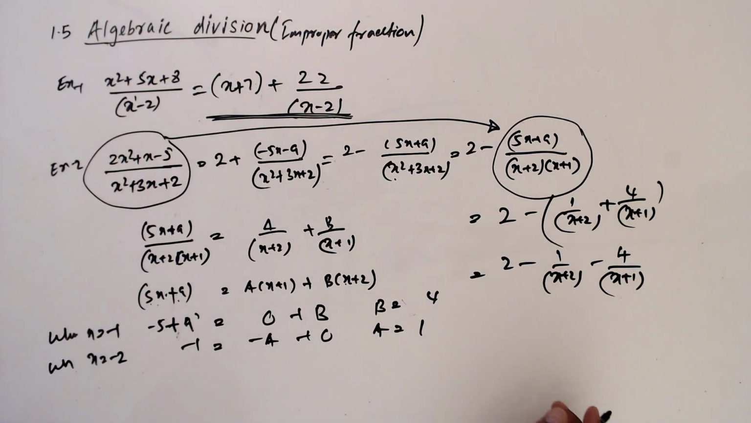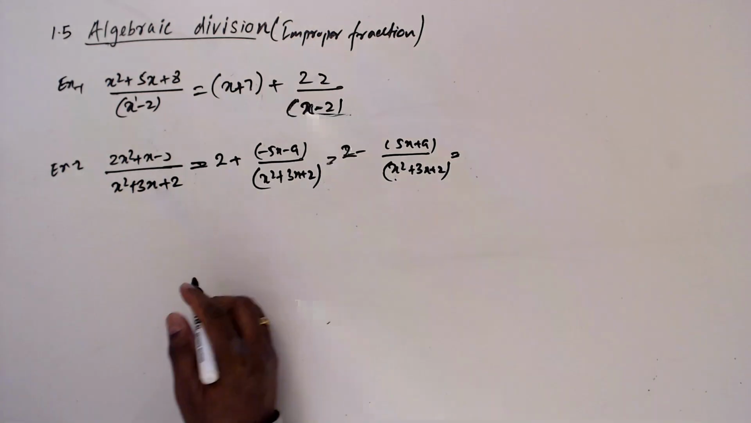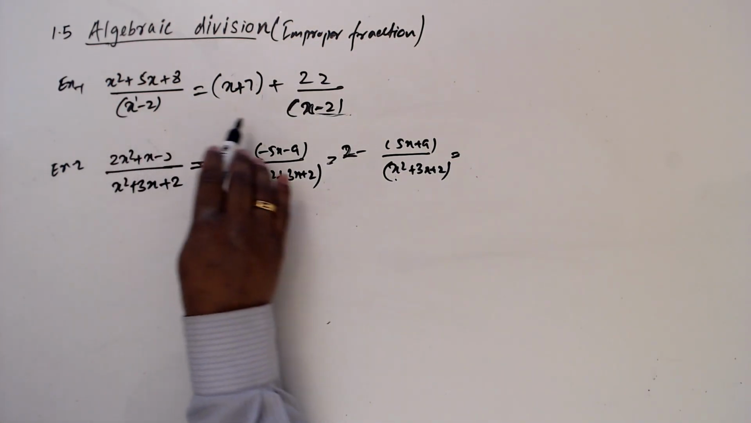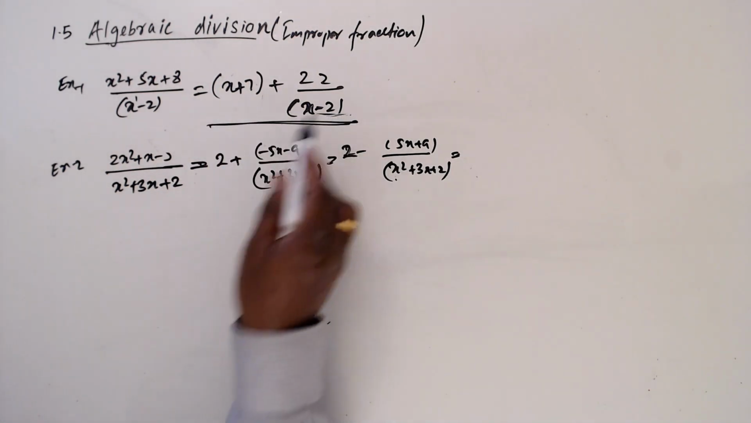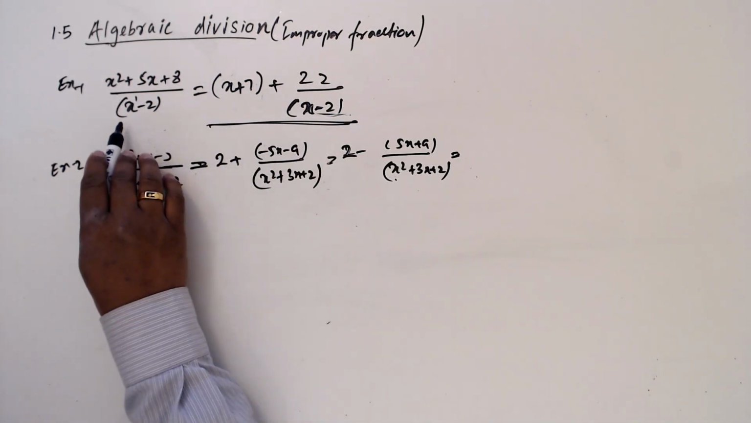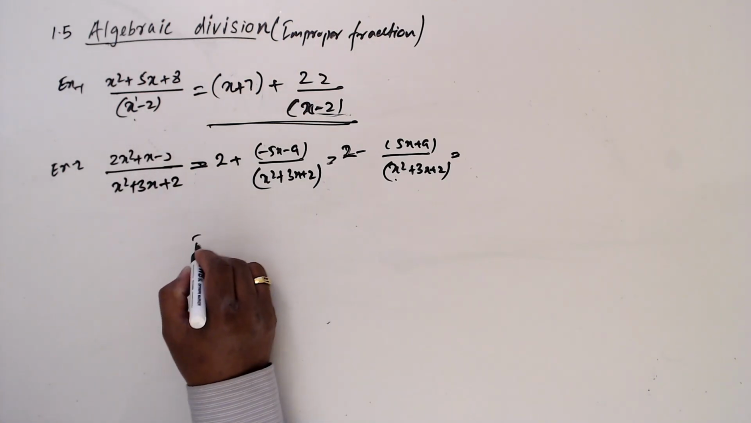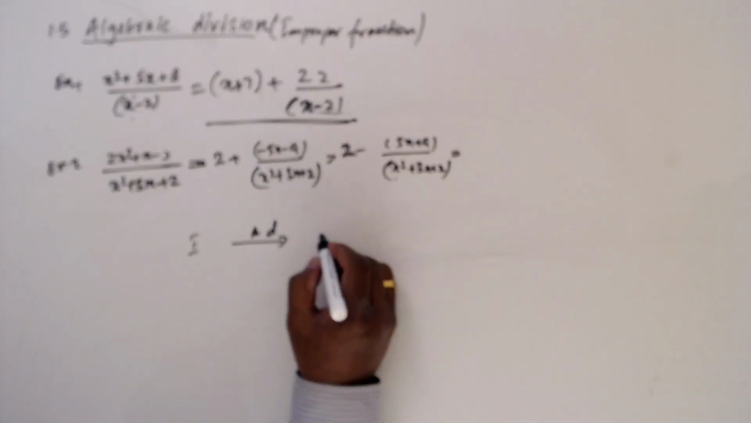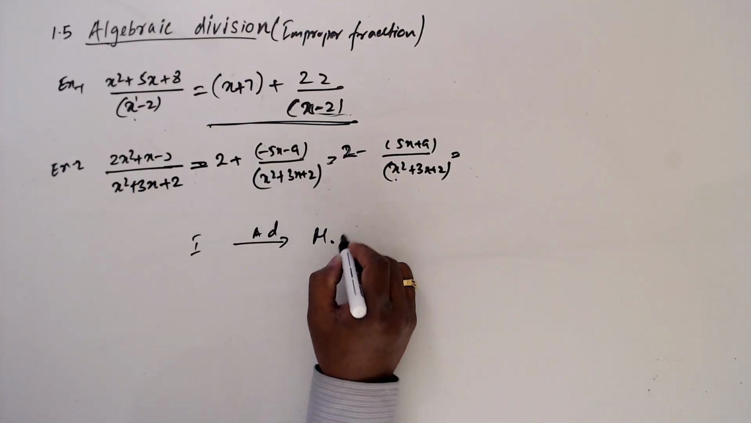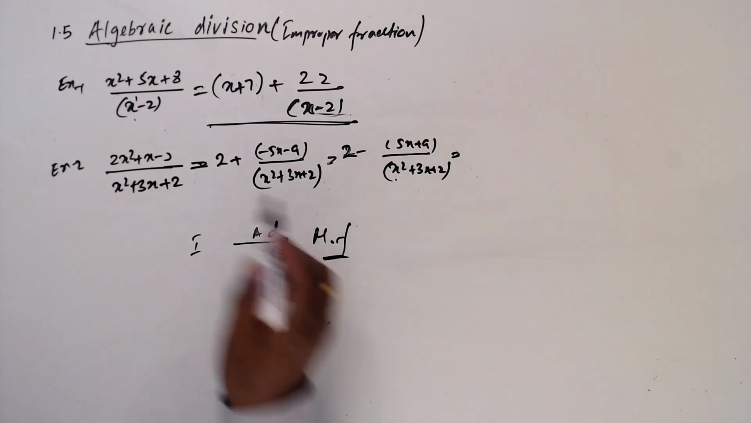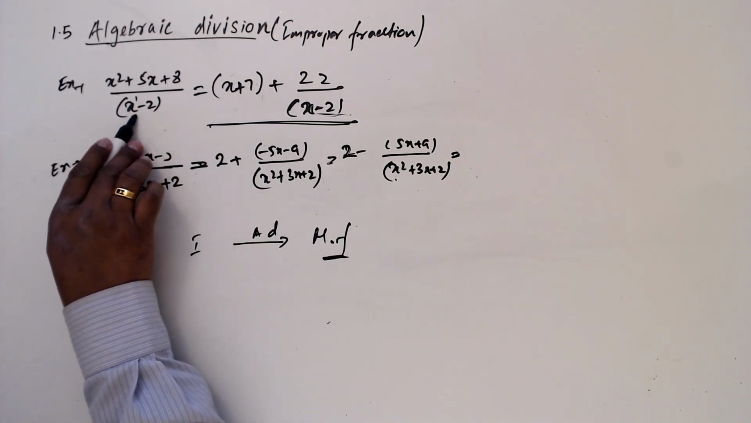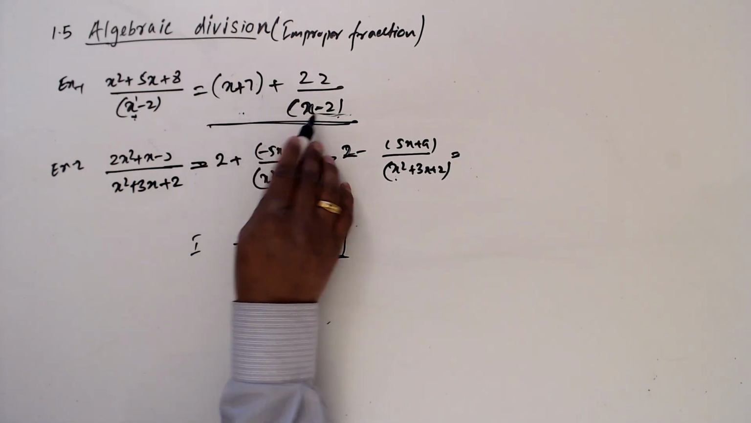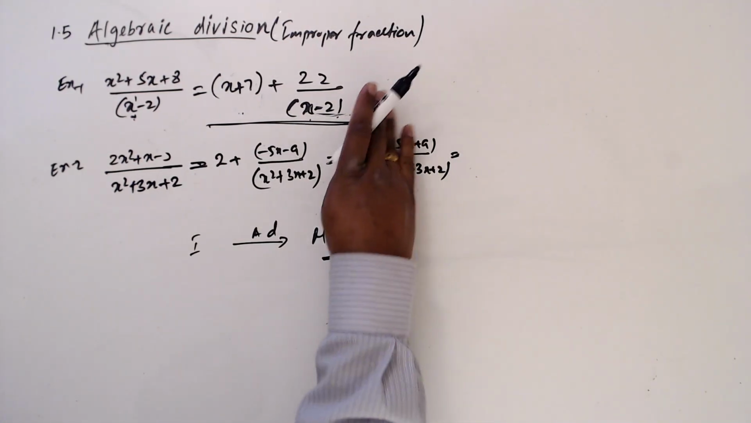Now we fully factorize. Yeah, if I summarize again, in this one we use algebraic division and we fully factorize. In an improper fraction, we use algebraic division and we bring it into a mixed fraction, and this is job done, it's complete.